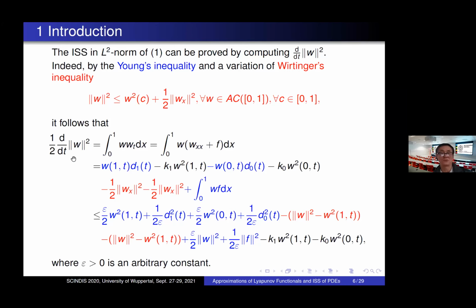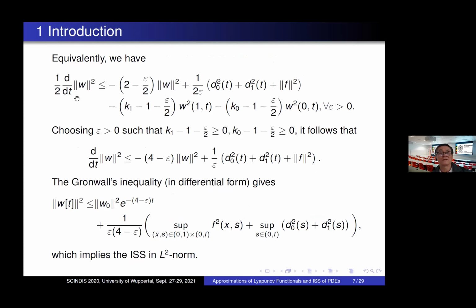So now we compute the time derivative of the L2 norm, and we get this equation. Okay, now we do some integration by parts and apply the initial boundary conditions. We can get this one. So now we apply Young's inequality to the term in blue color, and we apply Wirtinger's inequality to the term in red color. So we can obtain this term, and then easily find the estimates of the time derivatives.